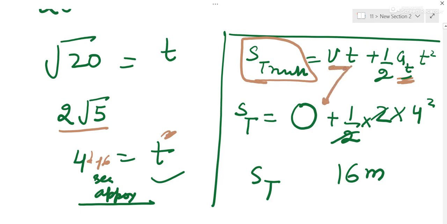Now the initial velocity is 0, the truck started from rest. Here the acceleration of the truck is taken. Do not take the acceleration of the box. Then you can substitute the time here, 4.5. It will come to 16 or more than 16.